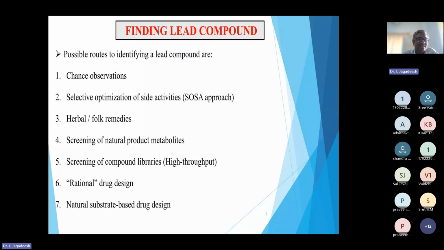Another way, the fifth route, is the screening of compound libraries. We have got around 10 to the power of 90 compounds, 10 to the power of 60 libraries are present, and 10 to the power of 20 libraries got evaluated. So these are all journeys that keep on going.